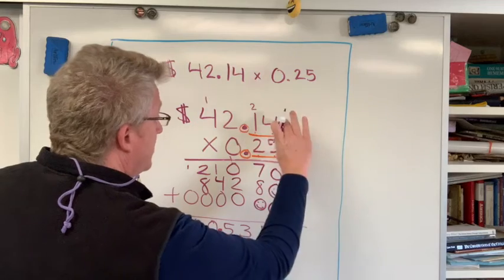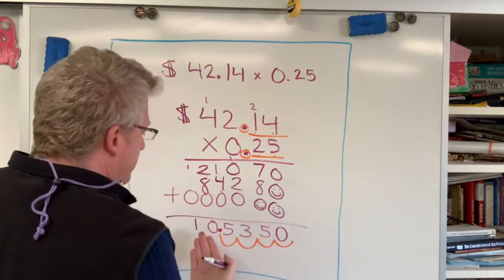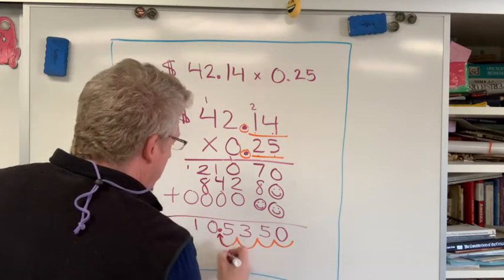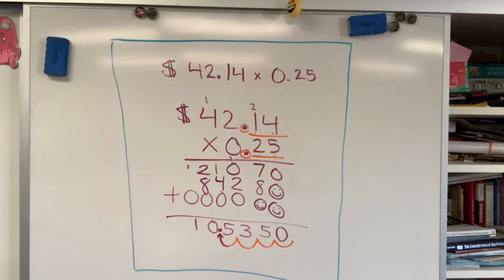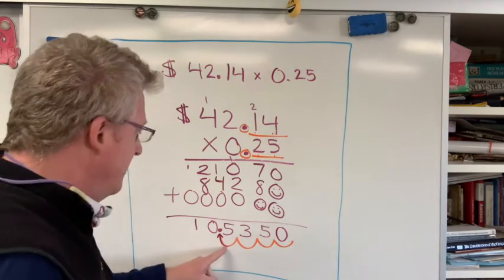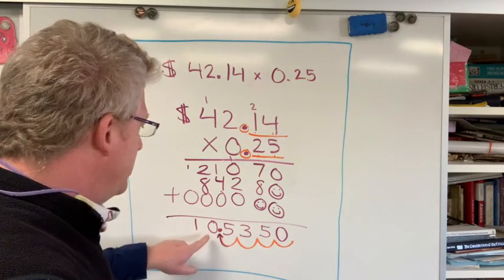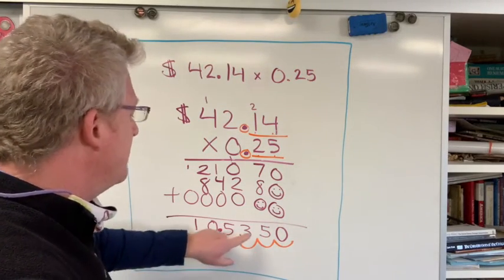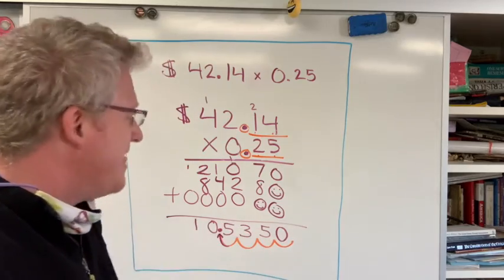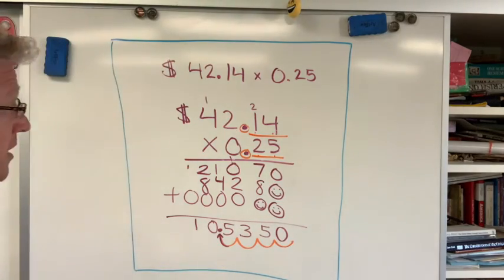Right? Because there were 4 digits to the right of the decimals. I move it 4 spots over. And that is where it goes. All right. So my answer is 10 and there's a 0 here. 10 and 5,350 10,000ths is the answer.